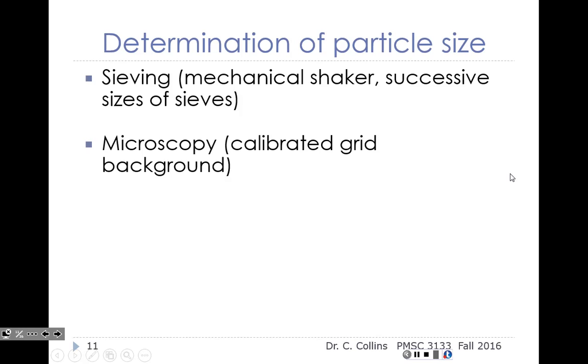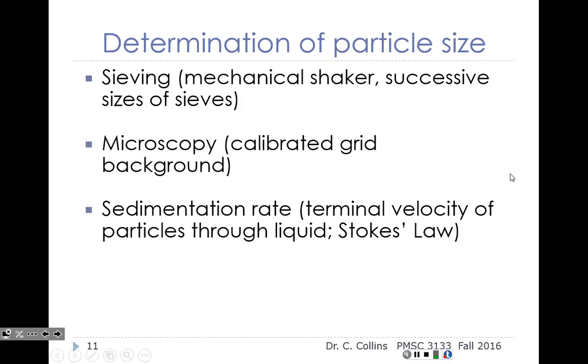Microscopy, that sample, you would put it on a special microscope that had a size grid on it, so you could count the number of particles in each size range and get that distribution profile. Sedimentation rate, you can put your powder in a liquid into which it doesn't dissolve, so it might be a water-soluble powder dispersed into an oil, so that would separate them so that you could count. It's sometimes necessary for some of the pieces of equipment to do that. And this uses Stokes' law, which we will talk about a little later.